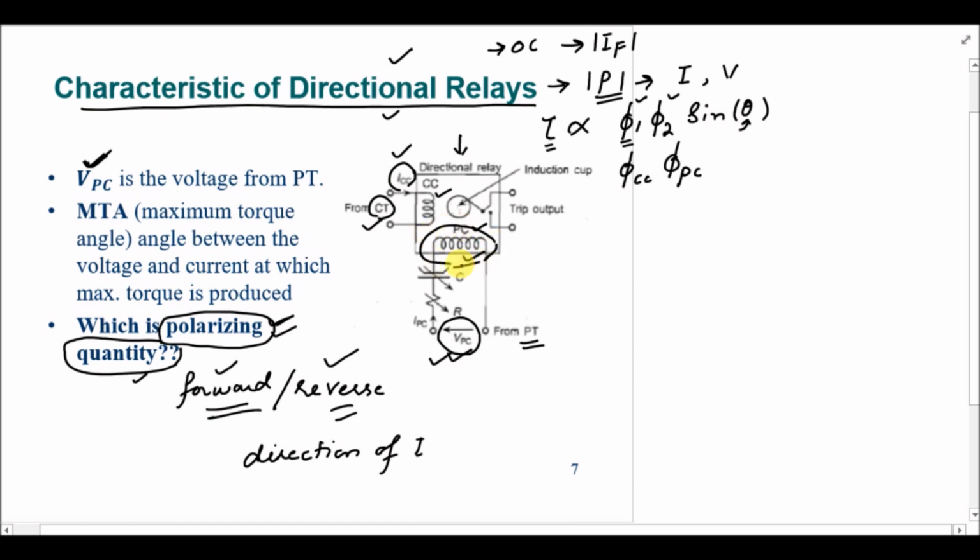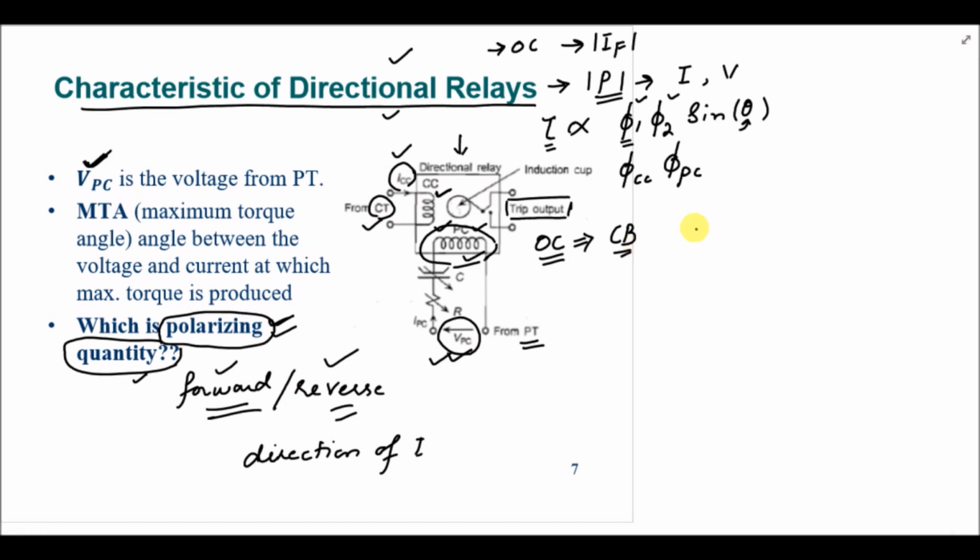Therefore the polarizing quantity in this case will be VPC, the voltage that is being applied to the potential coil. Once these two fluxes produce some sort of torque, a signal will be sent to the trip contacts, and this trip contact will send a signal to the overcurrent relay to check whether there is a fault, or whether the fault value is above the minimum fault current value or not. If the overcurrent relay also finds that there is a fault in the system, then it will trip the circuit breakers. So this is the basic working principle of the directional relay.